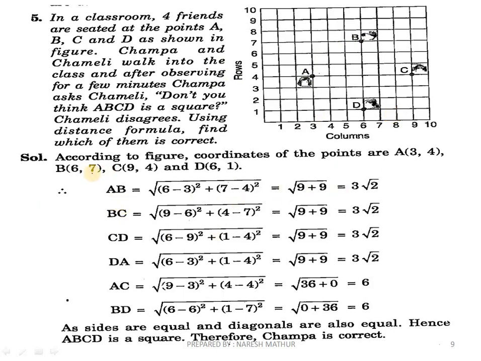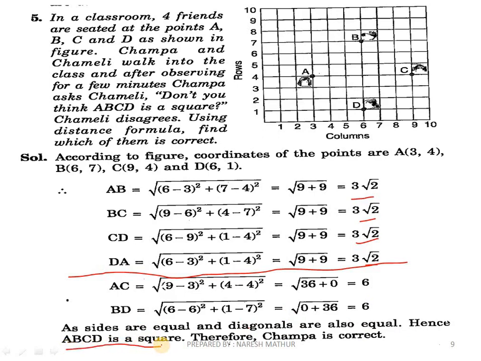Just find the distance between AB, BC, CD and AD, and then we'll decide. So we find the distances, and we can see all the distances are equal. So can we say yet that ABCD is a square? No, it may be a rhombus also. All sides are equal, so it may be a rhombus also. For this we have to check diagonals also. So if all sides are equal and diagonals are also equal, therefore ABCD is a square.